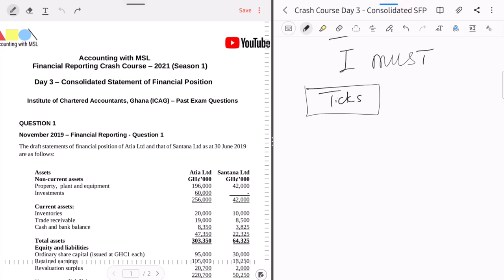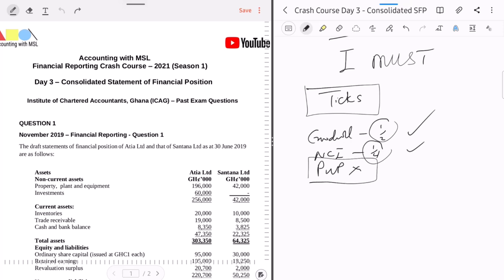So there's a marking scheme that says if the person gets goodwill correct, if the person gets NCI correct, if the person gets the figure for, let's say, provision for unrealized profit correct, give them half a mark, give them a quarter of a mark, in that order. If you get it right, you get a tick, and you get the mark awarded to it. If you get it wrong, you just don't get the mark. You're not negatively marked, right? There's no negative mark. If you get provision for unrealized profit wrong, nobody deducts any mark. If you are supposed to get half a mark here, you just don't get the half a mark, right?